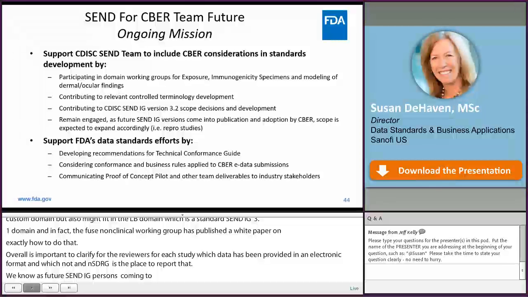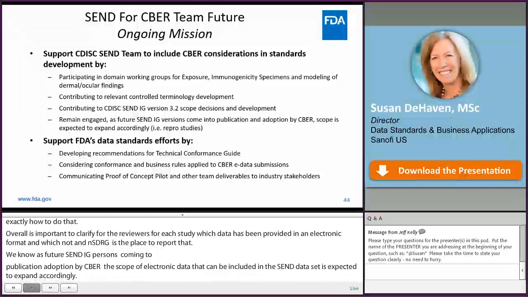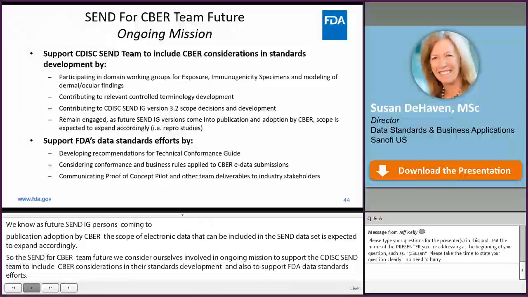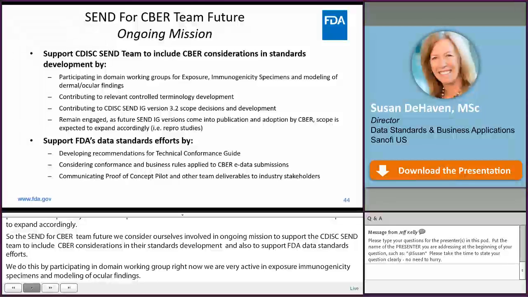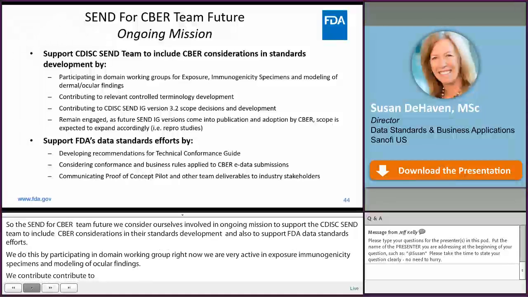So the SEND for CBER team future, we consider ourselves involved in an ongoing mission to support the CDISC SEND team to include CBER considerations in their standards development, and also to support FDA data standards efforts. We do this by participating in domain working groups. Right now, we're very active in exposure, immunogenicity specimens, and modeling of dermal and ocular findings. We contribute to relative controlled terminology development, and also to decisions on what will be included in the next version of SEND, which we expect to be called version 3.2 at the moment.